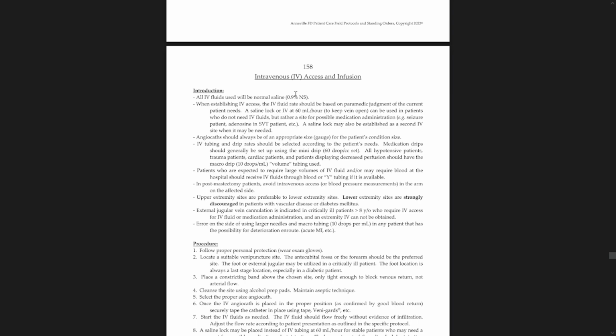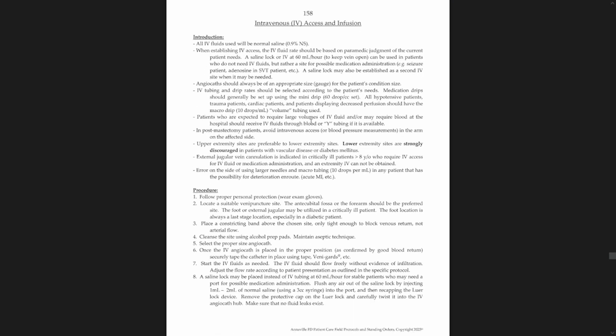In post-mastectomy patients, avoid intravenous access in the arm on the affected side. Upper extremity sites are preferable to lower extremity sites. Lower extremity sites are strongly discouraged in patients with vascular disease or diabetes mellitus. External jugular vein cannulation is indicated in critically ill patients greater than 8 years old who require IV access for IV fluid or medication administration, and an extremity IV cannot be obtained. Err on the side of using larger needles and macro tubing in any patient that has the possibility for deterioration en route, such as an acute MI.